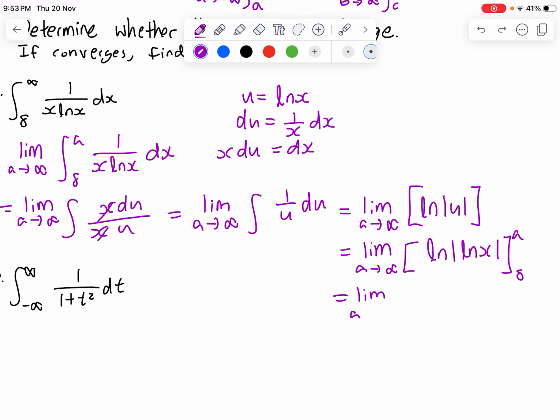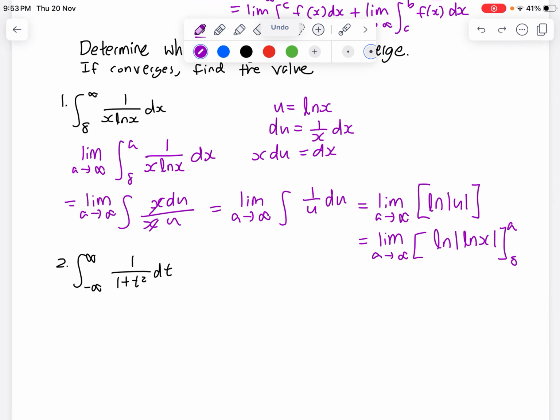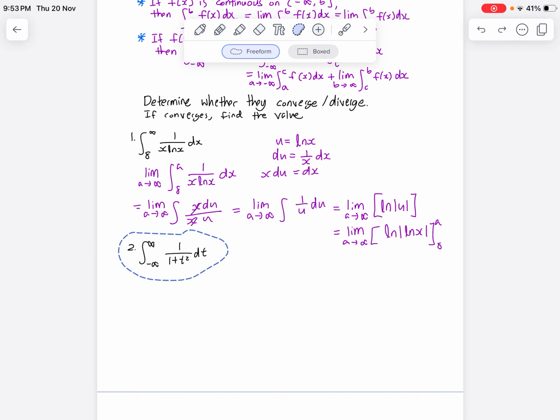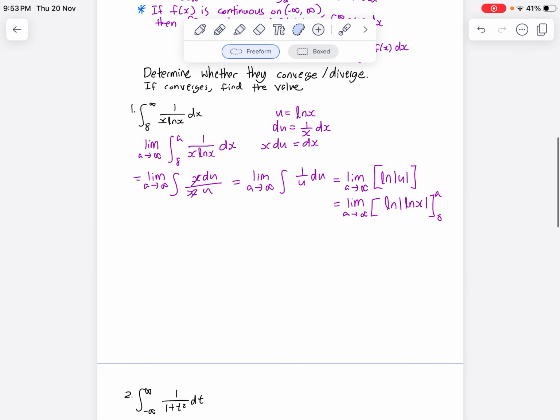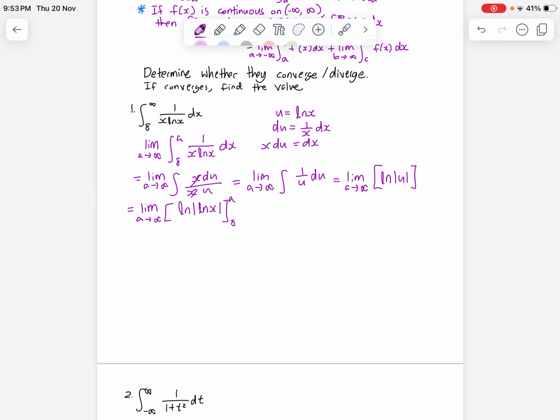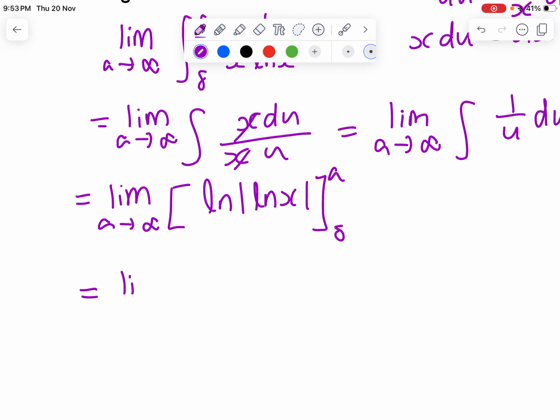Let me just give some more space. Let's move this down there. Yeah, we have more space. So let's just make this clearer. Okay, sorry about that.